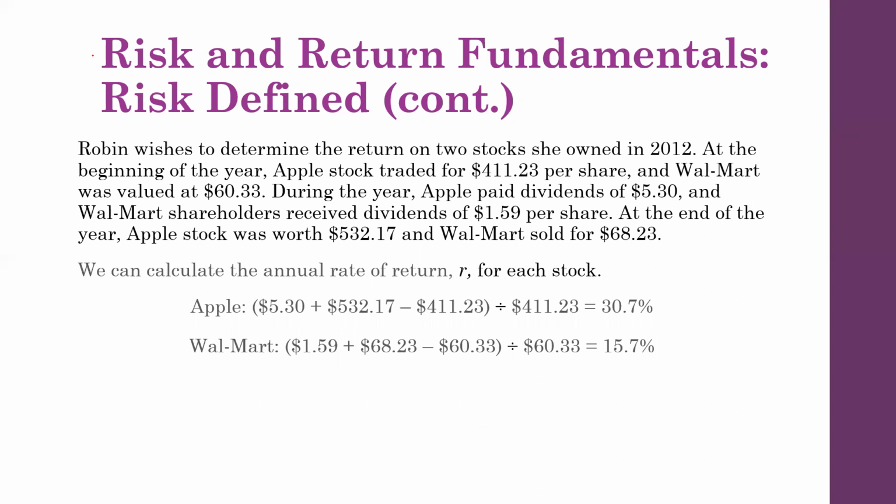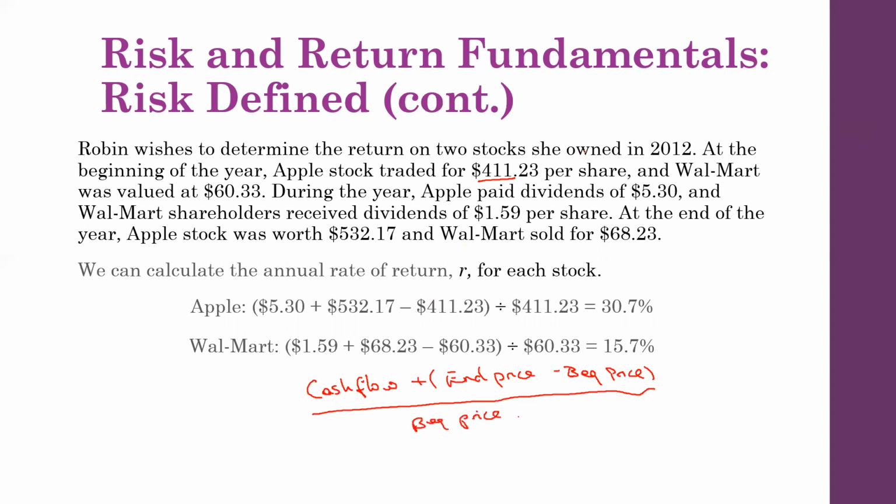Let's look at an example. Robin wishes to determine the return on the two stocks she owned in 2012. So again, it is the return. What return did she get from the two stocks that she owned? At the beginning of the year, the Apple stock traded for 411.23. So we know already, right? Let's put in our formula. So the cash flow plus the ending price minus the beginning price, all divided by the beginning price. And let's substitute.